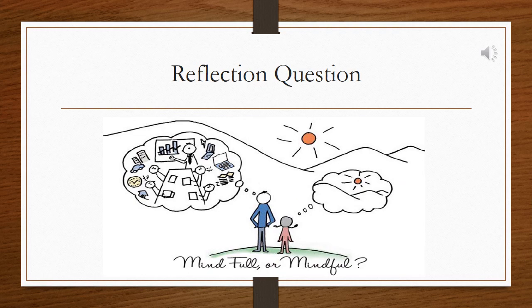So, we will begin with the following reflection question. As you can see from the picture, it shows a gentleman, and he is thinking of many different things that are going on in his life. On the other side, you see possibly his daughter, who is focusing on what she is seeing at that moment. So I want you to ask yourself, in what state is my mind right now?